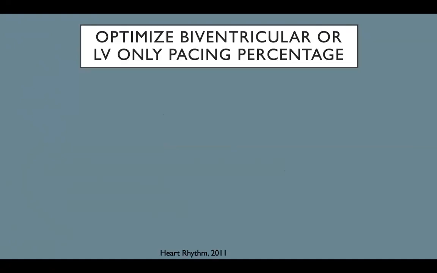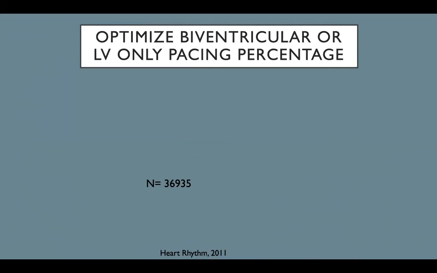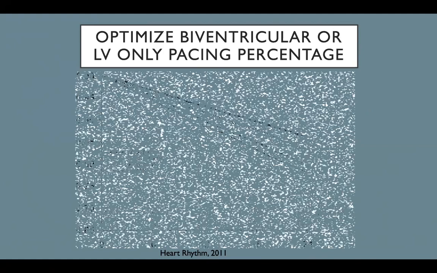So let's look at the optimization of biventricular or LV-only pacing percentage. This was shown to be very important in a study of 36,935 patients in a large registry of resynchronization pacing, published back in 2011. So this very important study showed here, if you look at the top line, those are the patients that are paced greater than 99.6%, and then you can see the drop-off in the Kaplan-Meier survival curve as you get down with a lower percentage of pacing. The worst, of course, shown here is at under 95% pacing.